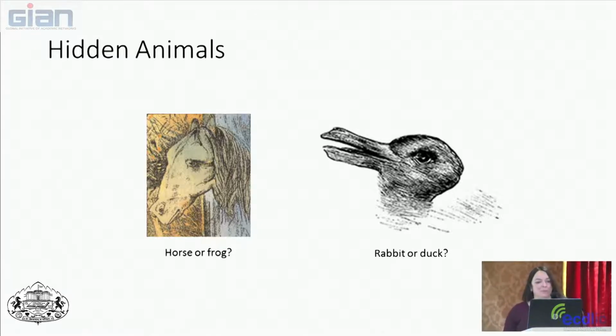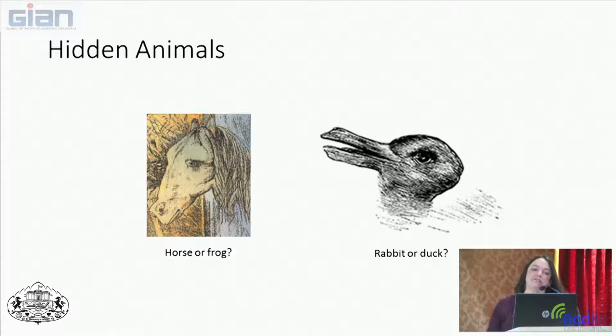So here's a hidden animal picture. In the first one on the left, do you see a horse or do you see a frog? I think when I first look at it, I see a horse, but I can see the frog if I look at it a different way. The one on the right, do you see a rabbit or do you see a duck? I think when I first look at it, I see a rabbit, but I can also see the duck. Can you see both at the same time? Some people can, I guess. And some you sort of have to switch your brain either way to see one or the other. Again, this is how our brain is perceiving things and making sense of what's in front of us.